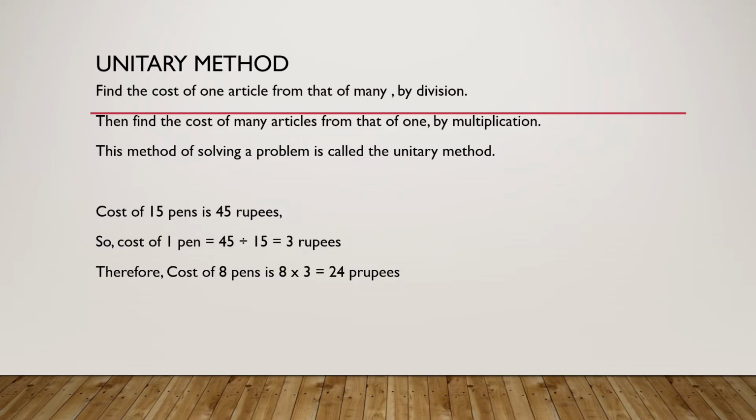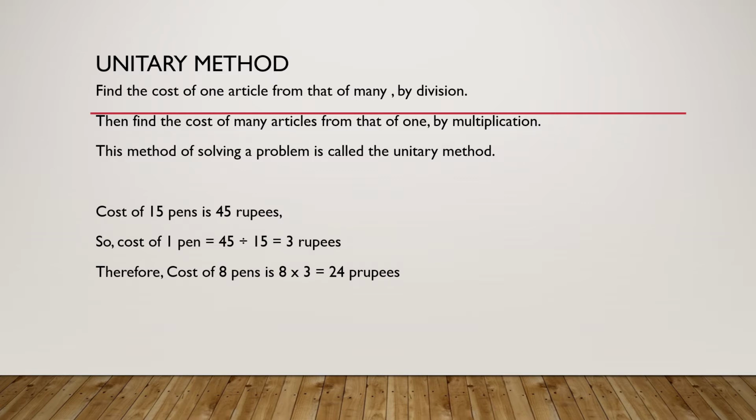What does the unitary method tell us? It tells us to find the cost of one article, in Vijaya's problem the pen, from that of many by dividing. Okay, so the shopkeeper told her that the cost of 15 pens is 45 rupees, correct? So she will divide 45 by 15 to find out the cost of one article. Then, find the cost of many articles from that of one by multiplication.